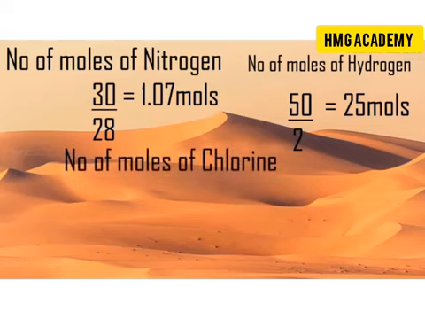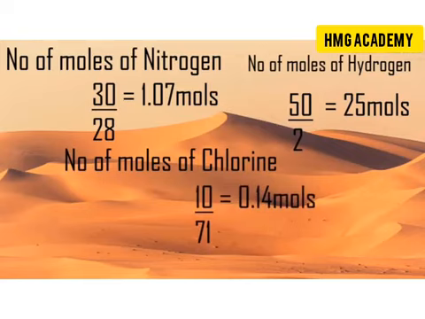Then of course we take that of chlorine. Chlorine is 35.5, but because it comes as Cl2, it will be 71. That will be 10 divided by 71. That will give us 0.14 moles. So now we have the number of moles of each of the elements present.